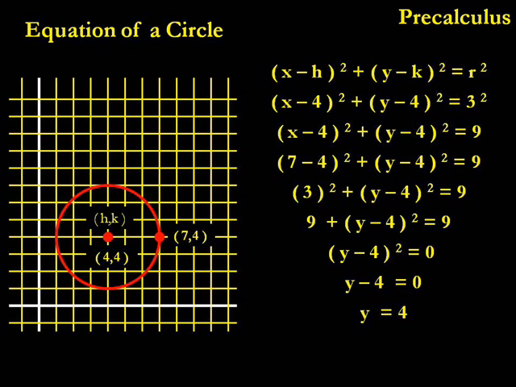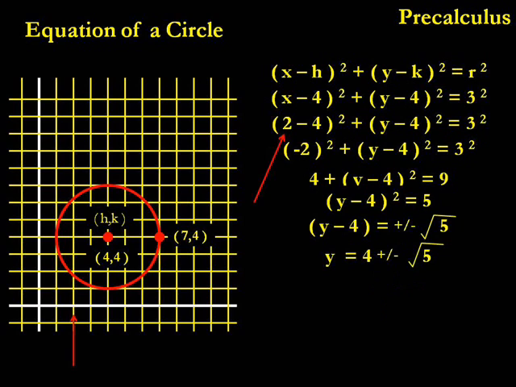Now we're just going to take the 7, 4 point and put in the 7 for the x and then work out the math all the way to the bottom. And when you work out that math all the way to the bottom, you're going to get the resulting y equals 4.